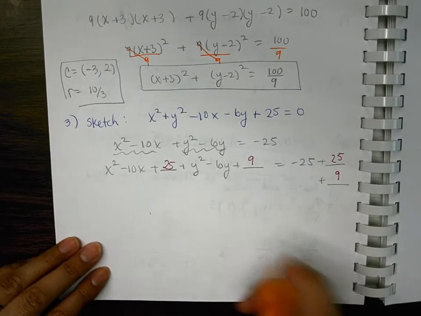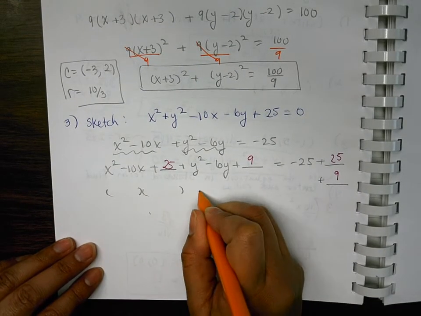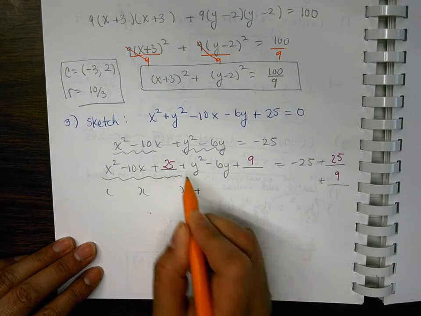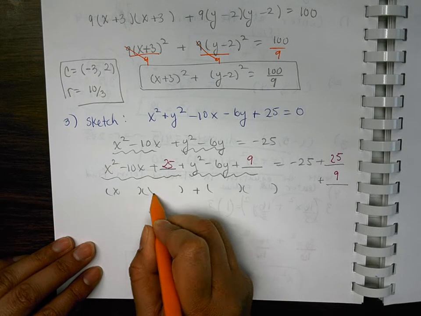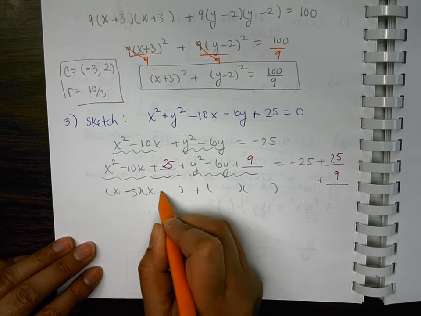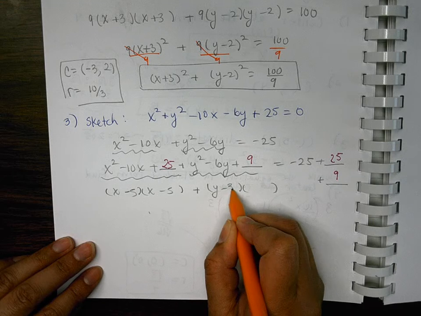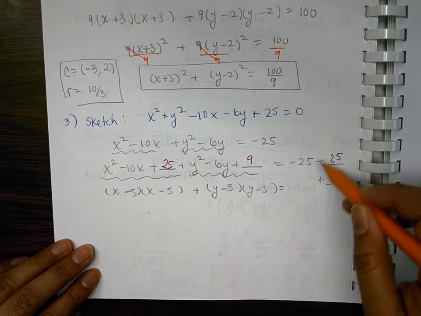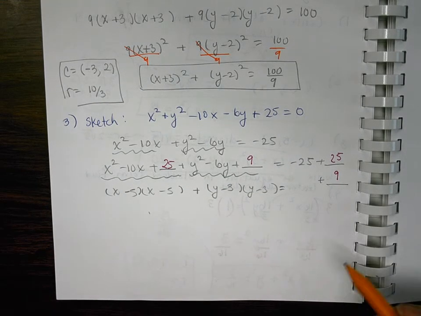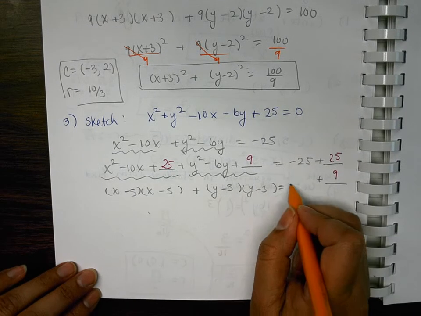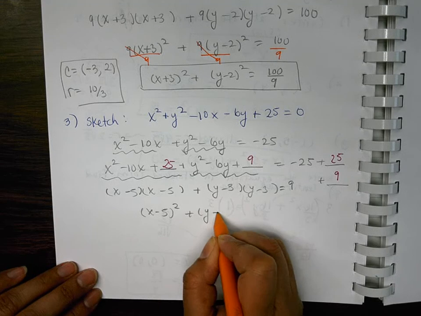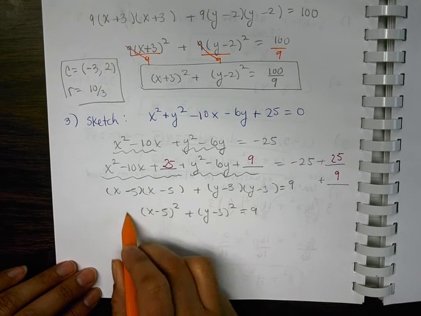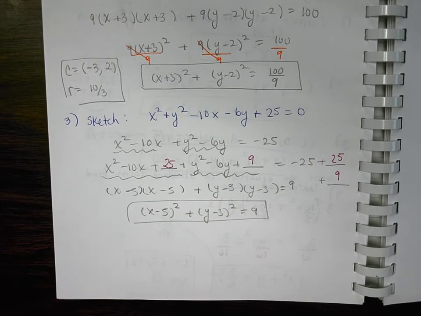Double bubble if you haven't already. All right, can you guys give it to me? X minus 5 and minus 5, and y minus 3. And does anybody have all this added up over here? What is it? 9. So (x minus 5) quantity squared plus (y minus 3) quantity squared equals 9. Is that standard form? All right.